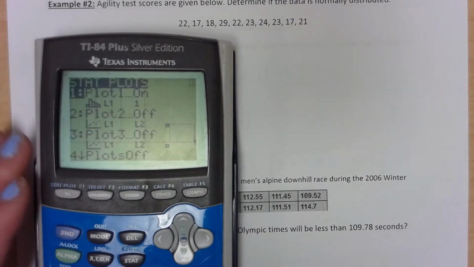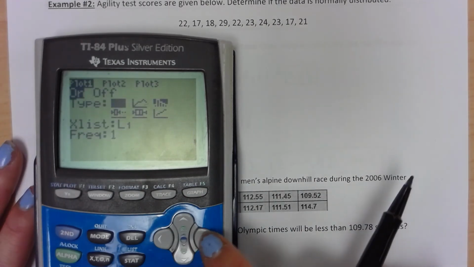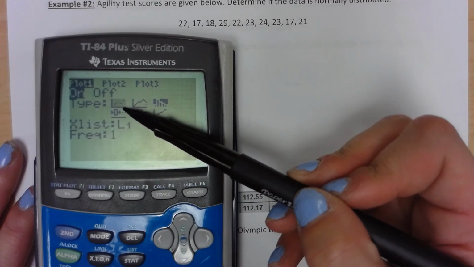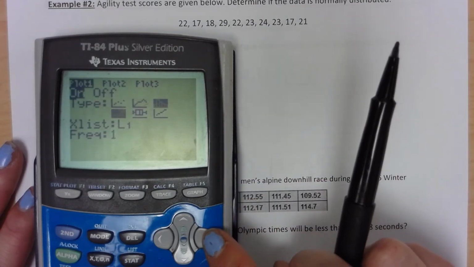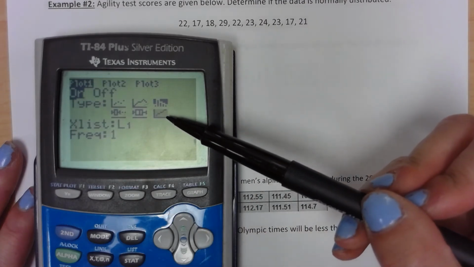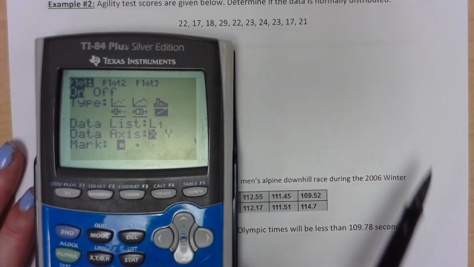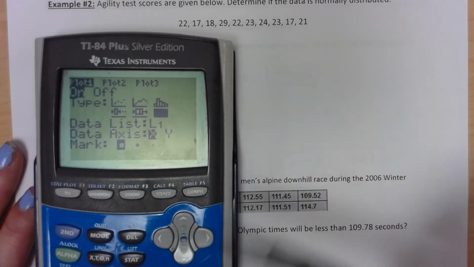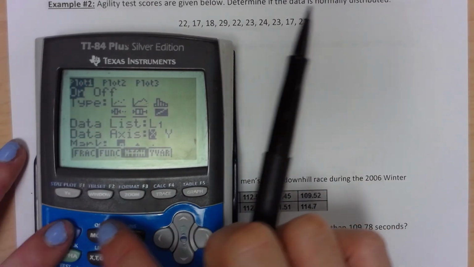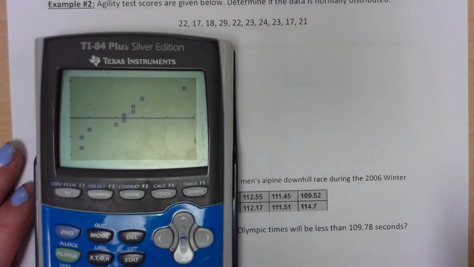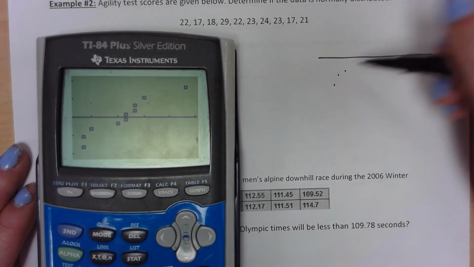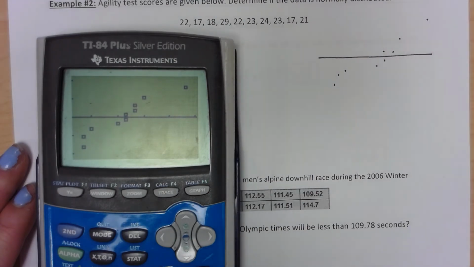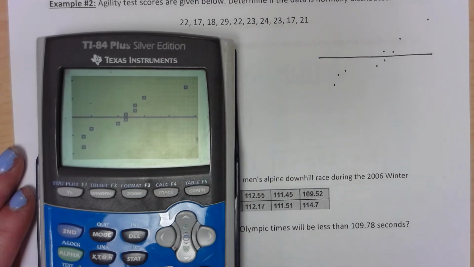If we go back to our stat plot, this first one here looks like a normal probability plot. This is actually a scatter plot, which we'll talk about next unit. Your normal probability plot is this very last graph. So once I'm there, make sure that your data is coming from L1. You can hit zoom 9 and it gives you your normal probability plot. So I would just sketch that on here. It doesn't have to be perfect, but it should give you a relative idea.